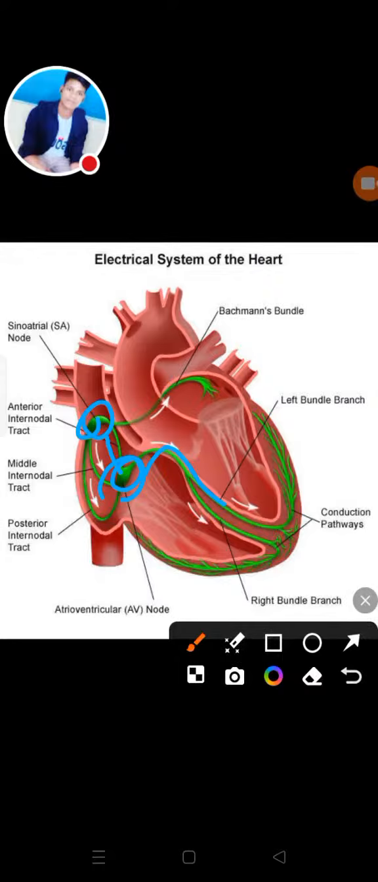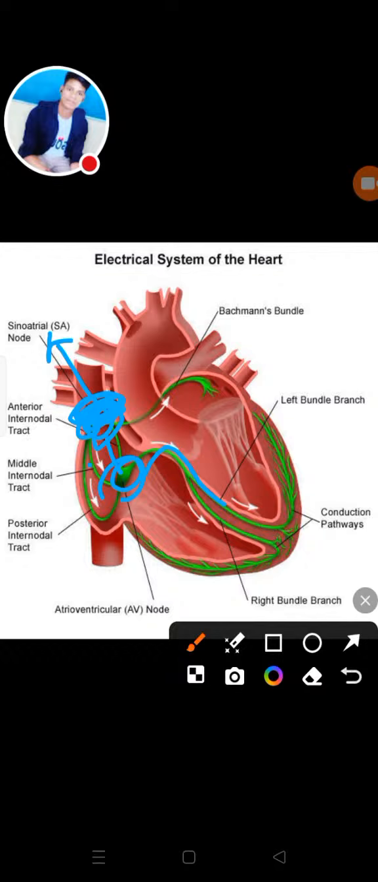The SA node, or sinoatrial node, creates the electrical signals. Only this node creates the signals. This node is called the SA node. So the sinoatrial node starts the electrical impulses in the heart.